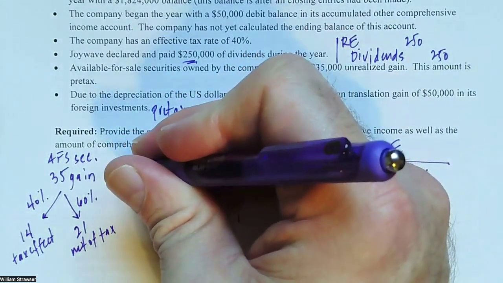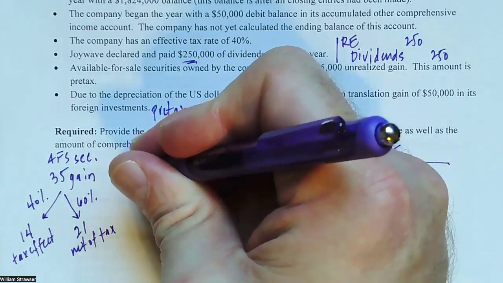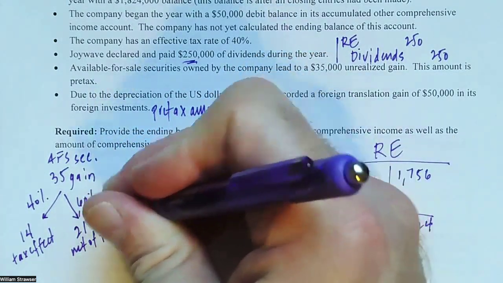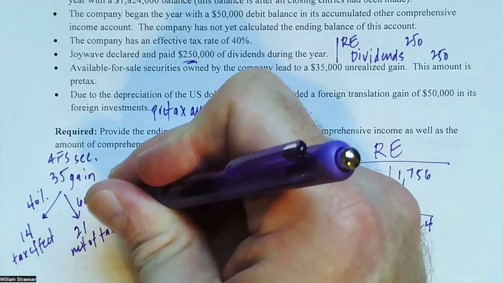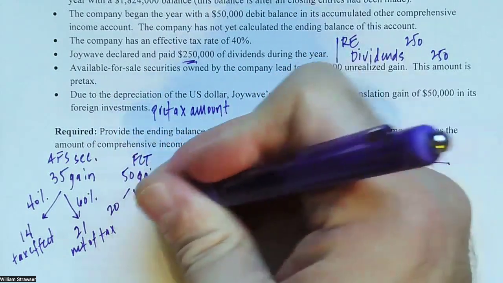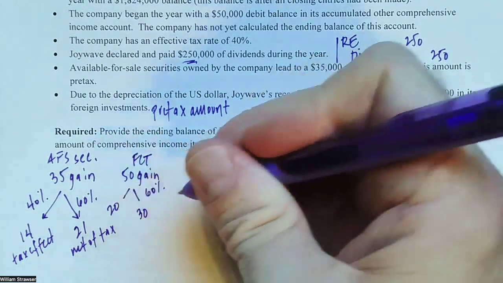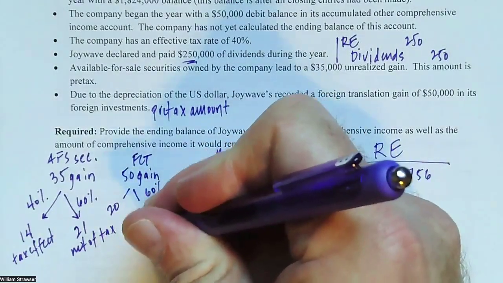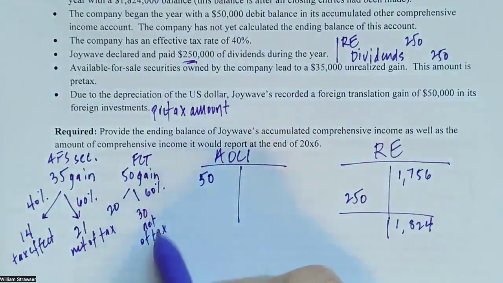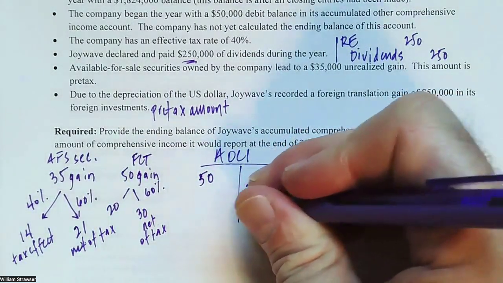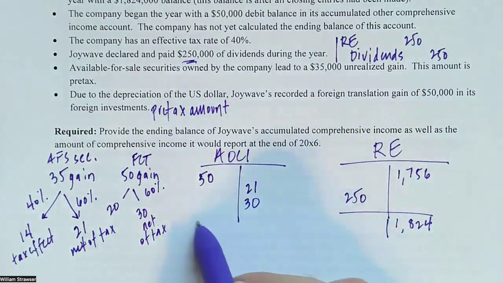Foreign currency translation is a $50,000 gain. And we'll strip off the $20,000 tax, which leaves, at 60% net of tax, the 30. Right, so the 30 is net of tax, and we're going to incorporate both of these, the 21 and the 30 net of tax, in my AOCI account.